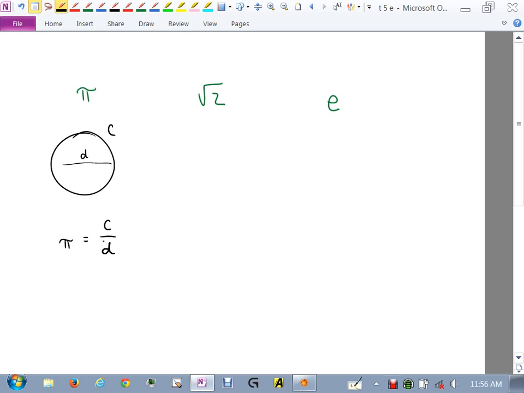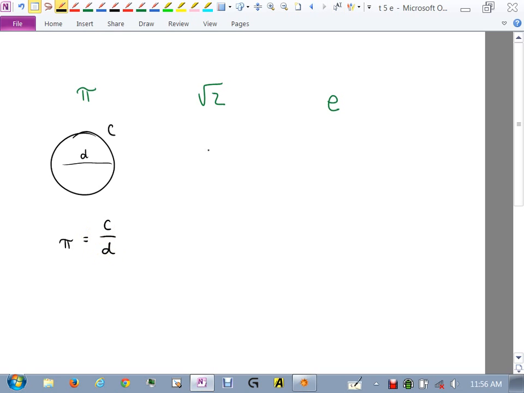The most common irrational numbers that people in math know are these. Irrational, non-repeating, non-terminating decimals, right? Pi is very easy to define. If you take a circle, diameter, circumference, pi by definition is circumference over diameter. It's a very, very simple definition for pi.